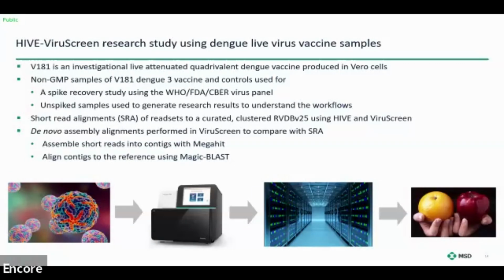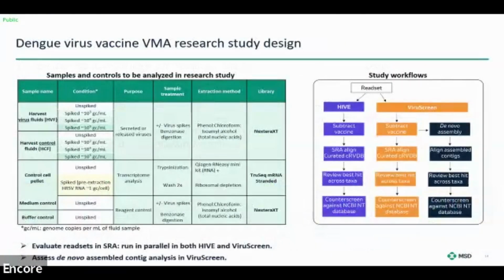The de novo assembly is performed with MegaHit, and the contigs are aligned to the reference using Magic-BLAST. So this is the study research design. Basically what we have is unspiked or spiked at 1 × 10⁵, 10⁴, 10⁵ harvest fluids or control fluids. We have media control, buffer control. We also did a pellet, but I'm not going to talk about that today.